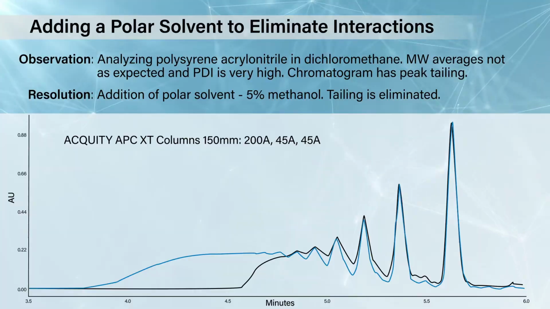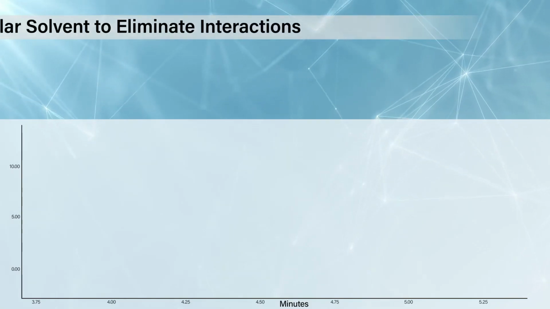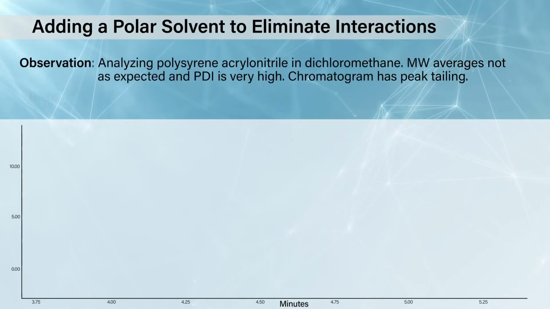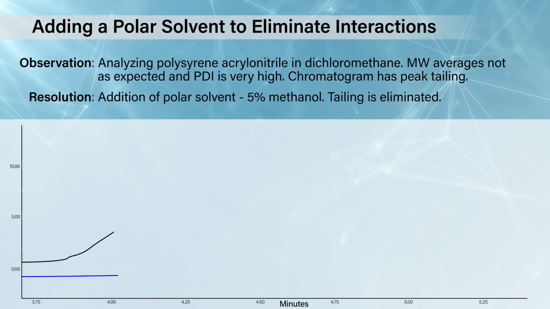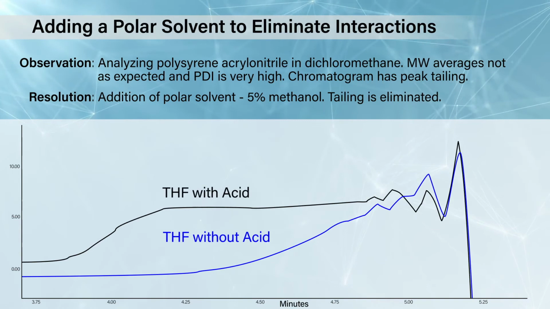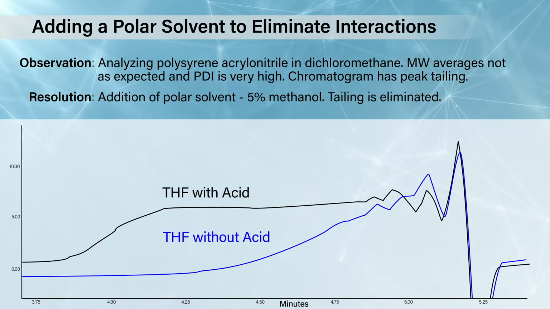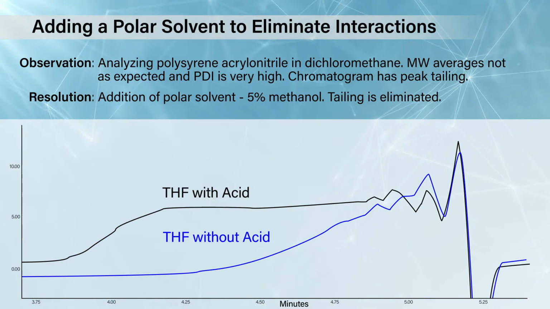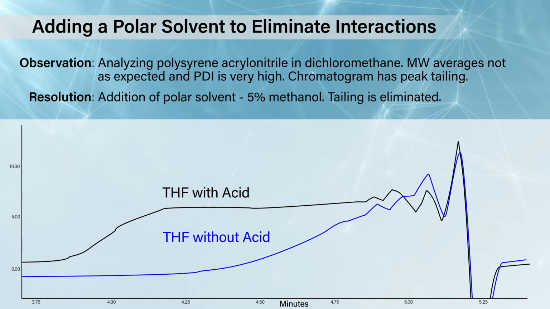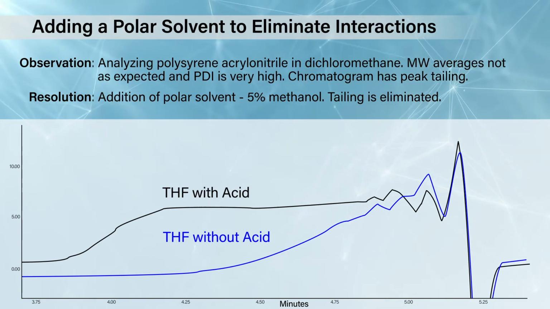You may have some kind of interactions with acidic polymers. So in this case, we added some acid to the mobile phase, and you can see again it brings the distribution to the expected distribution.